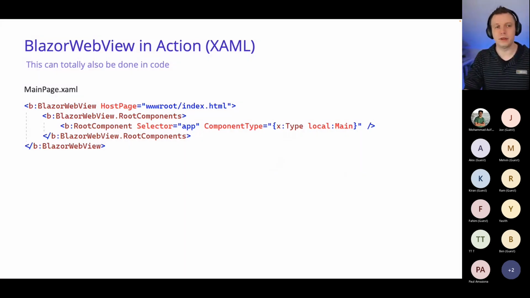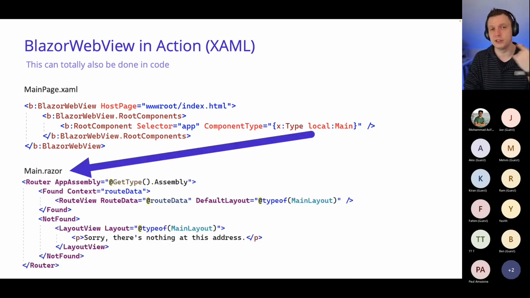This can also be done in code, but in XAML, it's just the way I like to work. It's going to be the default for the templates. So we have this Blazor web view. It refers to a little host page, like, hey, this is the bootstrapper page that we want to do all the things on. We have a root component, we have a little selector, and we have a component type, which points to the object that bridges us to the Blazor world. So that's our main.razor. And again, here we see that router that I explained earlier. It looks a little bit different, but it does exactly the same thing. I'll show you this in a demo in a little bit.